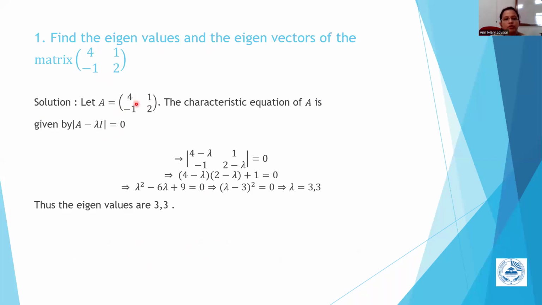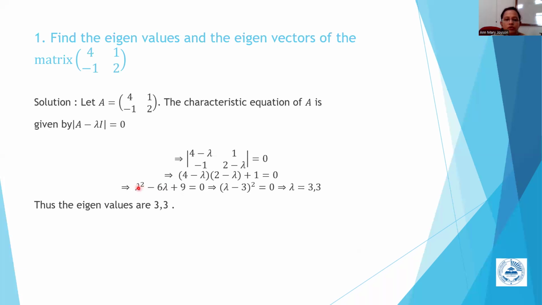So what are we supposed to do? From the diagonal entries, we have to subtract lambda, which gives determinant of 4 minus lambda, 1, minus 1, 2 minus lambda equal to 0. This is the characteristic equation. Let us expand this using the usual determinant formula: 4 minus lambda into 2 minus lambda, minus 1 into 1 is plus 1, equal to 0. When we expand this, we get lambda square minus 6 lambda plus 9 equal to 0.